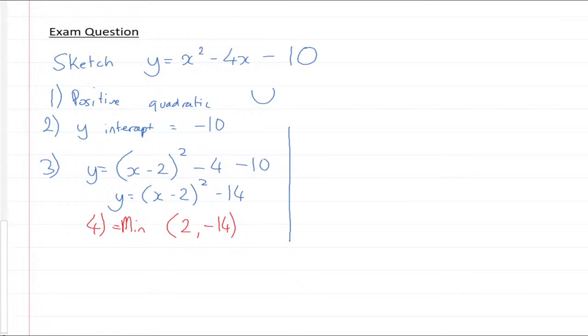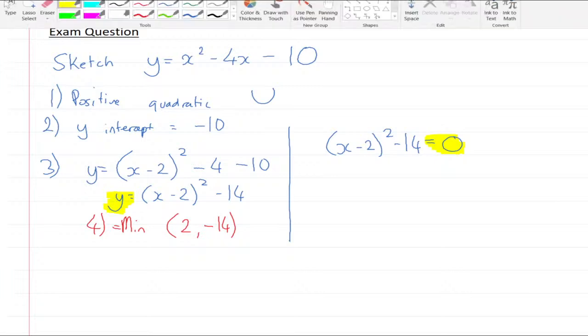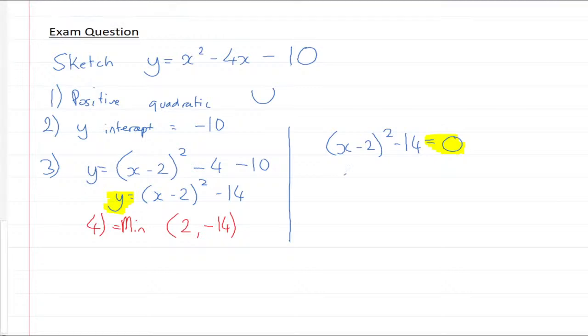So here, I've got x minus 2 all squared minus 14 is equal to 0. I've made y equal to 0. How do I go on to solve this then? Plus the 14, yeah, good. Which is what? X minus 2 all squared. Good, yeah. X minus 2 all squared is equal to 14.